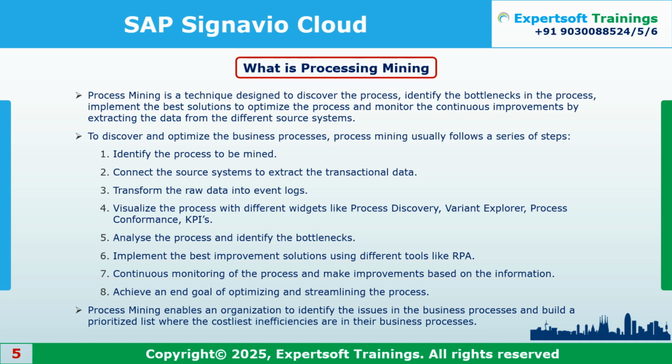Say for example, if they adopt some RPA tool to automate some activity like purchase order creation or invoice creation, they can monitor their process continuously by extracting the updated data frequently, and based on that updated data, see how their process is performing even after adopting the automation tool or improvement solutions. Based on that, they can monitor their process and achieve their end goal of optimizing and streamlining their process.